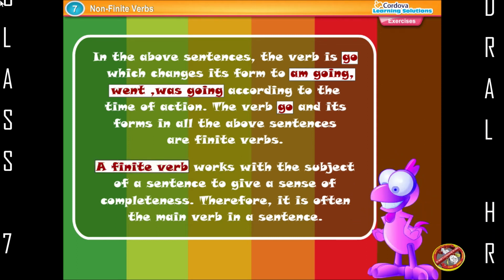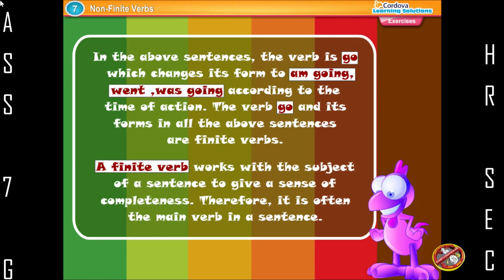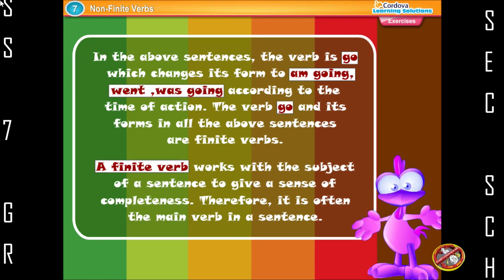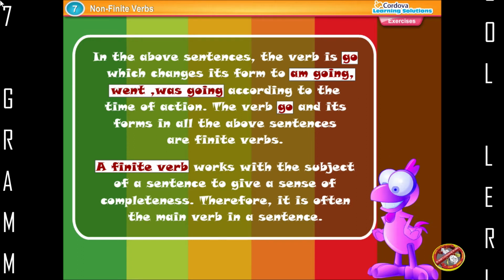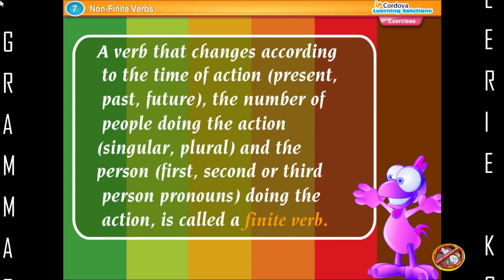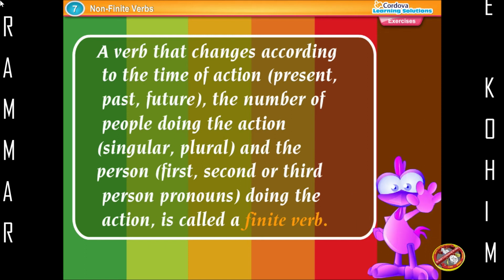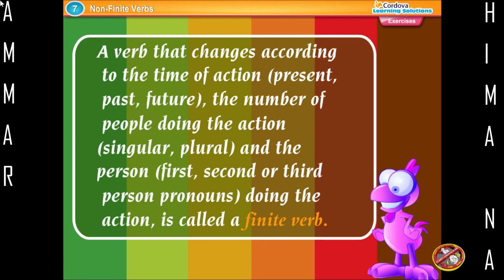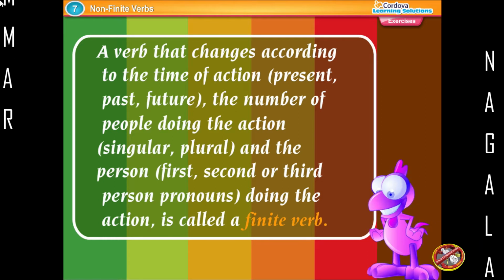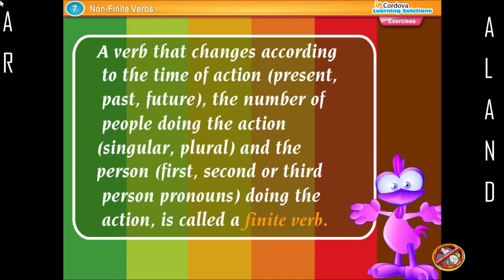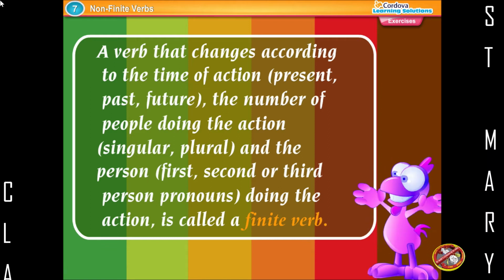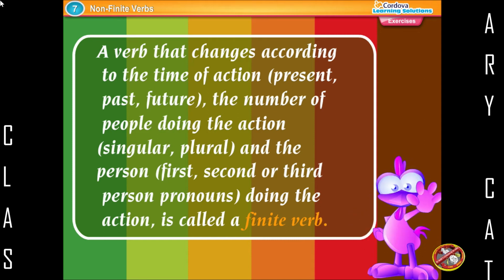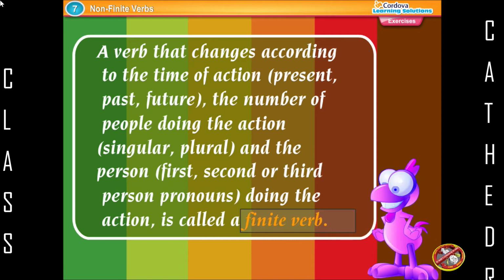A finite verb works with the subject of a sentence to give a sense of completeness. Therefore, it is often the main verb in a sentence. A verb that changes according to the time of action, present, past, future, the number of people doing the action, singular, plural, and the person, first, second, or third person pronouns doing the action is called a finite verb.